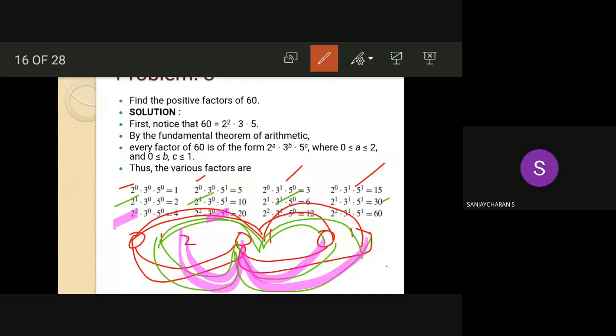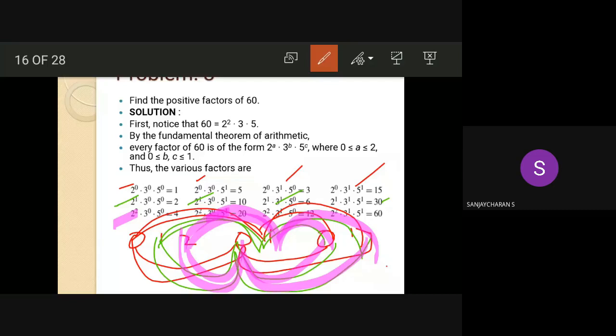Next 2, 1, 0 and 2, 1, 1. Finally we get all such collections. For finding the positive factors of 60, there are 12 factors. Count it, you can easily check it.